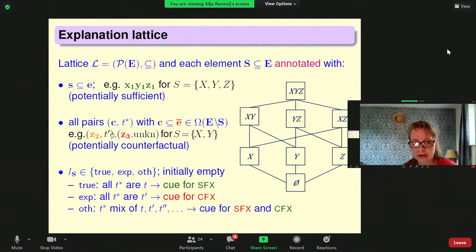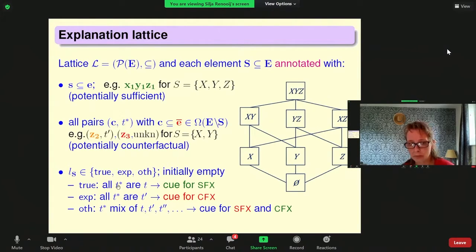Suppose that here for z2, I've computed the outcome of x1, y1, z2, and I've got actually the expected outcome. So this is a counterfactual. And for z3, it's still unknown because I haven't done the computations yet. Initially, these are all unknown, and we don't do the computations until we actually need them. The third thing that every lattice element is annotated with is a label which is either true, exp, or other, and initially, again, empty, because we first have to do the computations of all the pairs associated with a lattice element to know what this label is.